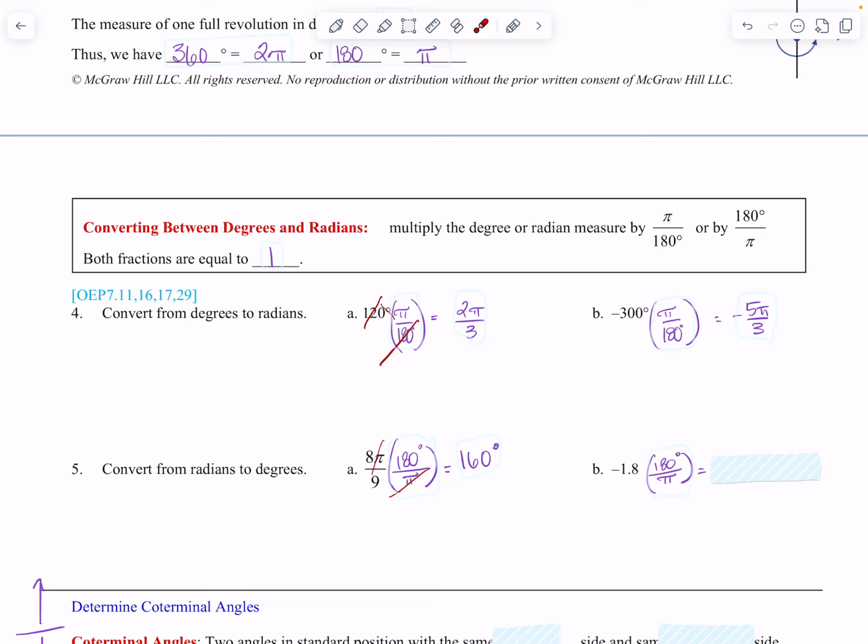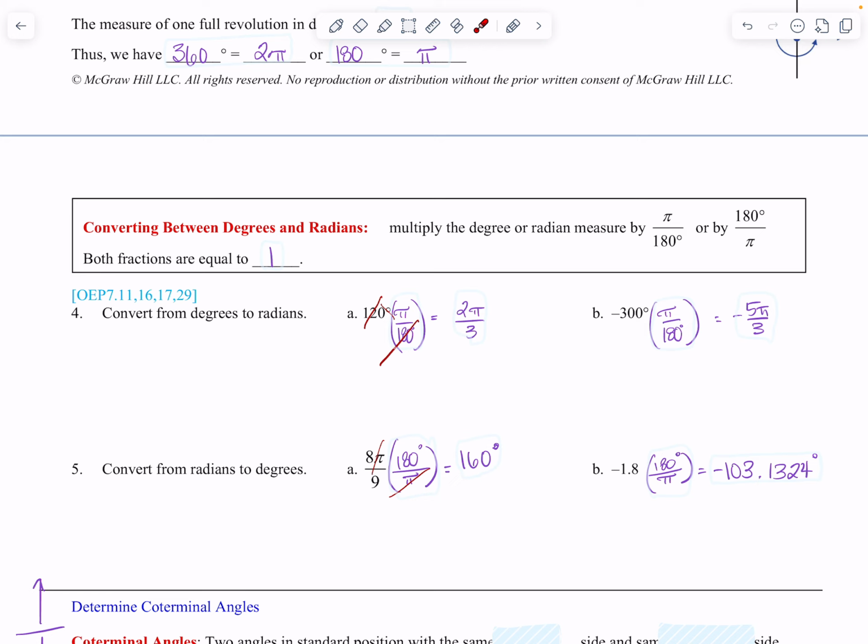Now I'm going to pull out my calculator and type in negative 1.8 times 180. I'm not going to put in a degree or anything. And I'm going to divide that by pi. Make sure that you use your pi symbol. Your pi symbol is second caret, and the caret button is right above the division button. So for this one, we will get negative 103.1324 degrees. Remember, we were changing that into degrees, so don't forget your label on that.